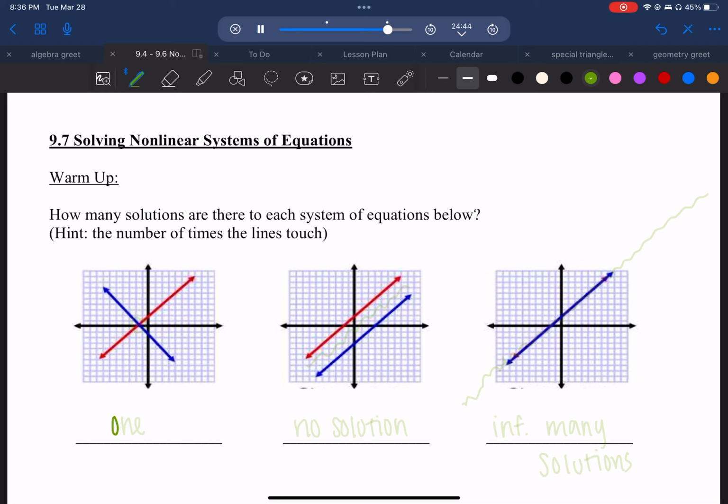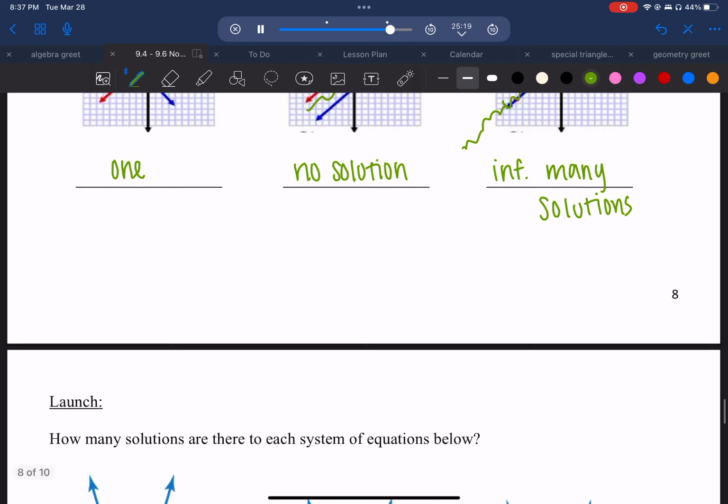Okay, so I hope you guys had a chance to take a look at these. And the first one is 1, because it touches once. The second one is no solution, because the lines never touch. And the third one is infinitely many solutions, because these lines are going to continue on forever and ever, and they're going to touch in every single spot. Go ahead and turn that page and we can get into the notes.